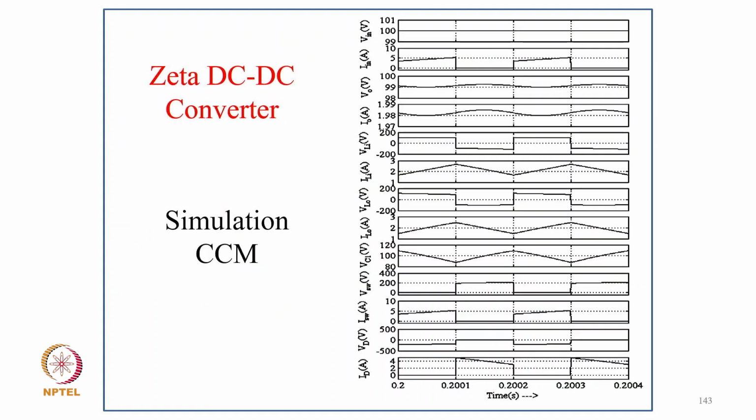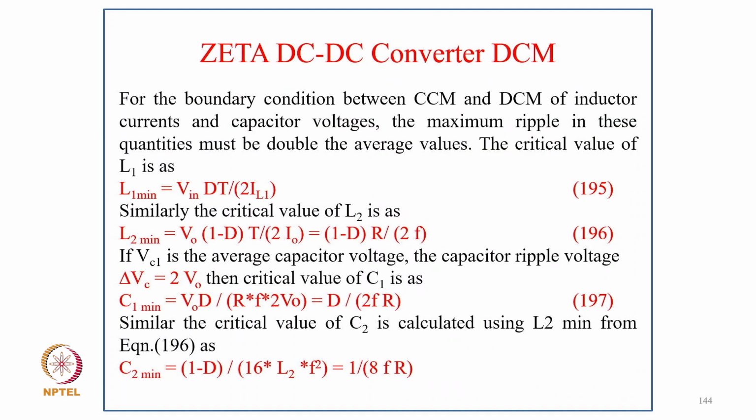And these are the typical waveforms in continuous conduction mode of the Zeta converter for input voltage, input current, output current, inductor voltage and current, output voltage, output inductor current, and capacitor voltage, and switch voltage, switch current, and output voltage. So now coming to the operation of Zeta converter in discontinuous current mode.